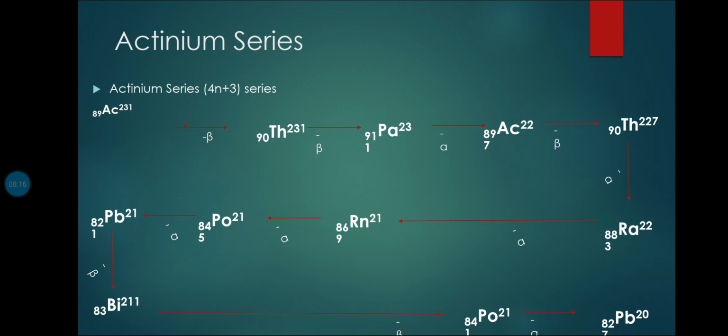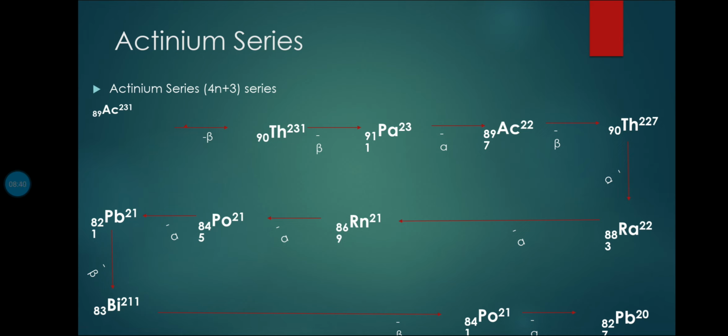Thorium 227 emits an alpha particle. By emitting an alpha particle, the atomic number decreases by 2. 90 minus 2 is 88. Atomic number 88 is radium. The mass number decreases by 4, so 227 minus 4 is 223.